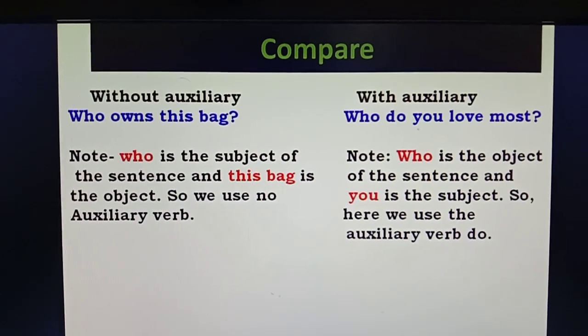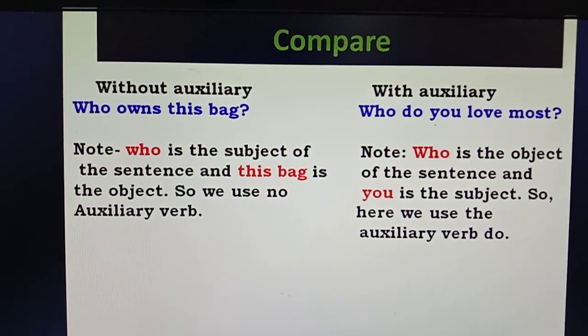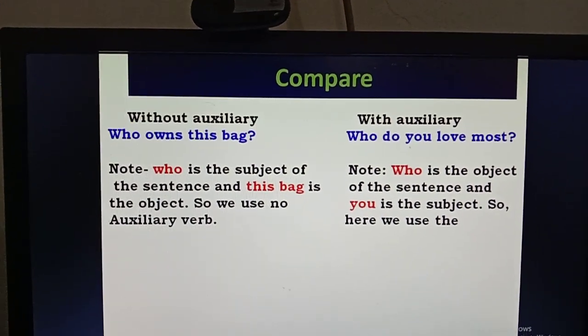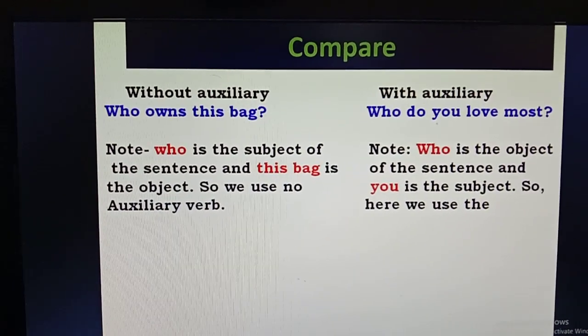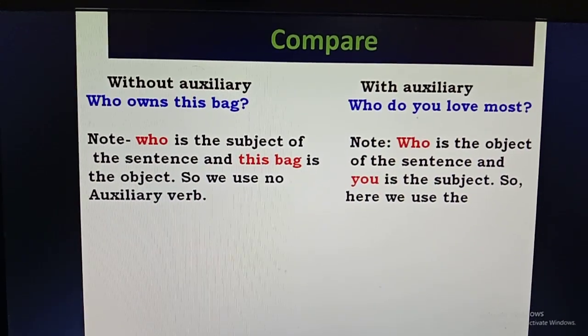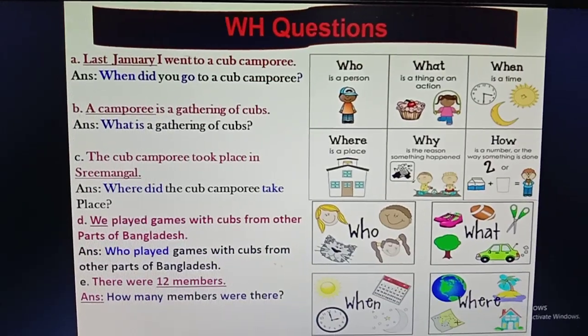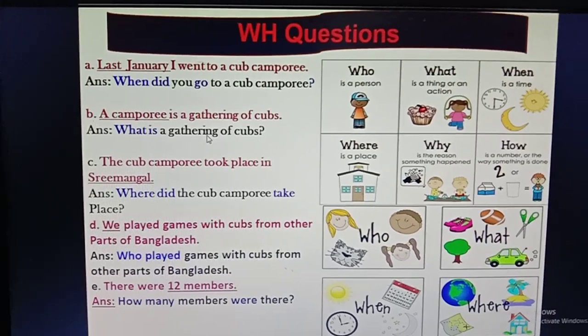Okay, so boys, this is all about this important rule. I am expecting that you are going to learn it very well. Now we'll go for the WH questions from your unit 21.